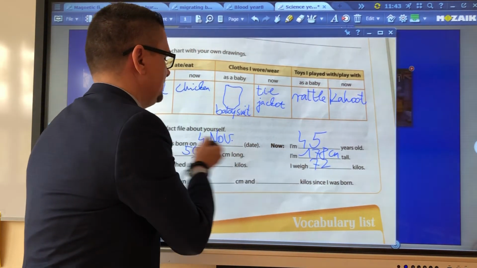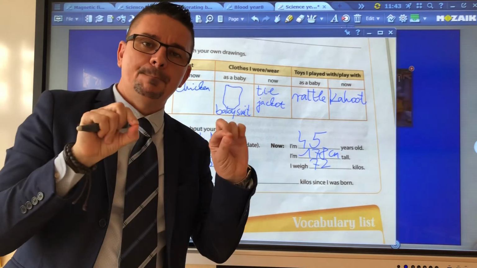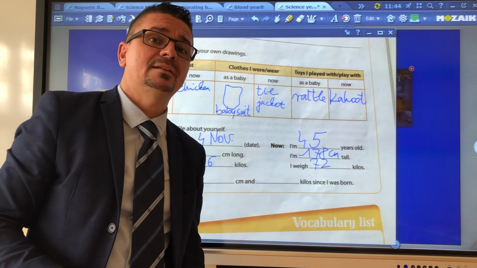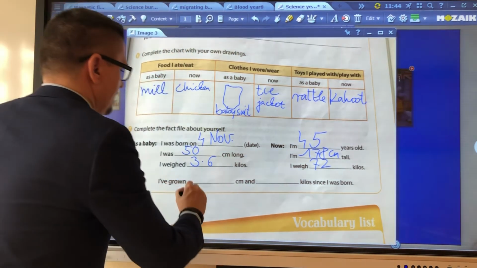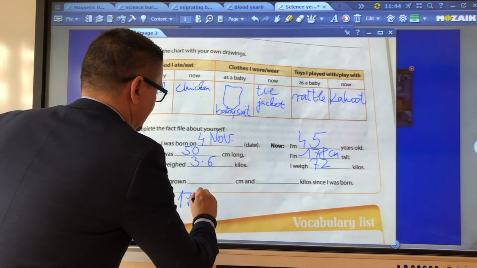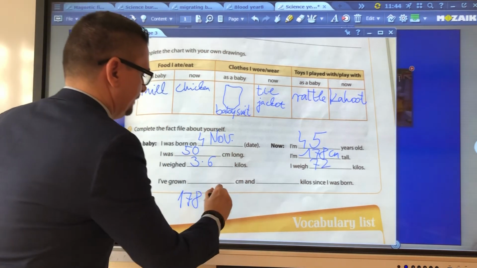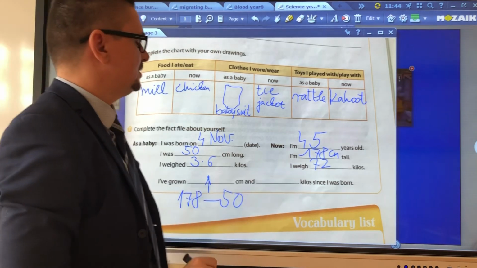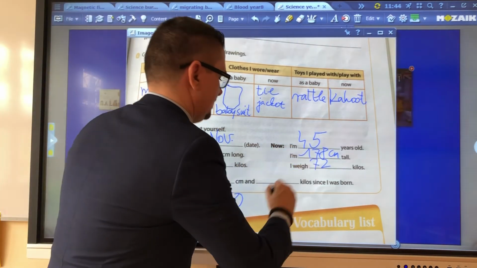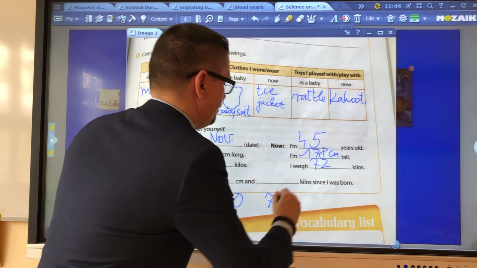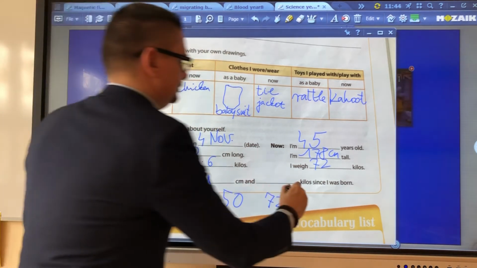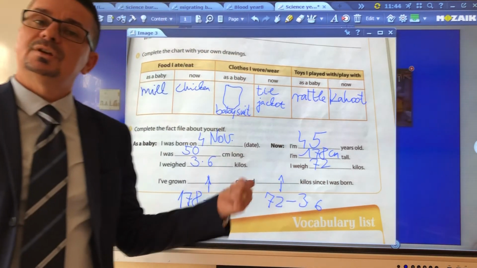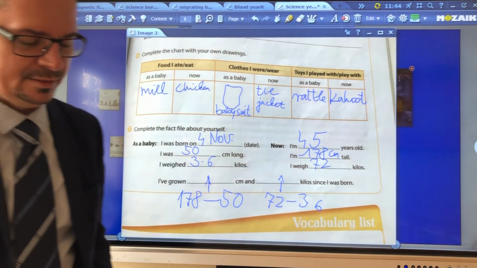So this comes here and you need to use this minus symbol there, like me. 178 minus 50. And what you get, you write here. And kilos, so again, I can use this number, 72 minus this one, and I could write it here. You can do the same at home, so please write the information down.